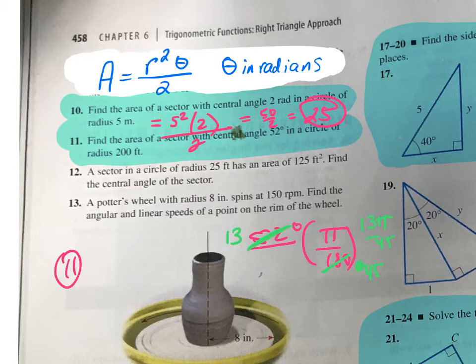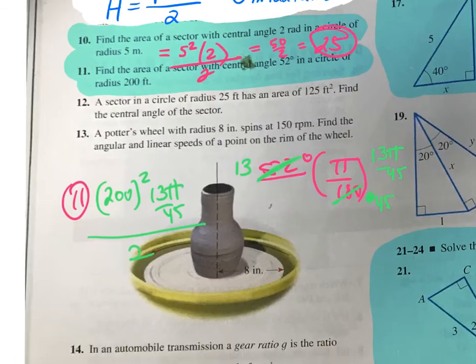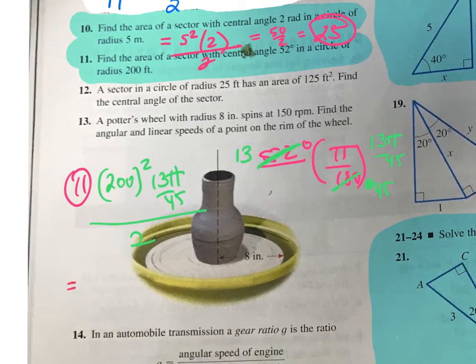So area equals the angle times the radius squared. What's the radius? 200 squared times 13 pi over 45. Guys, don't be afraid of these formulas. Divided by 2. Just work it out. You guys have a calculator. What's 200 squared? 40,000. All right. 13 pi over 45 divided by 2. Does 45 go into 40,000?